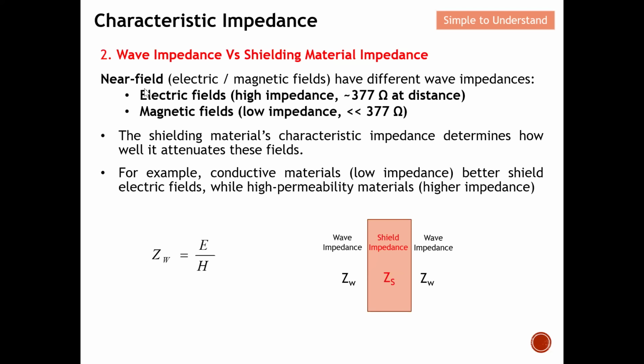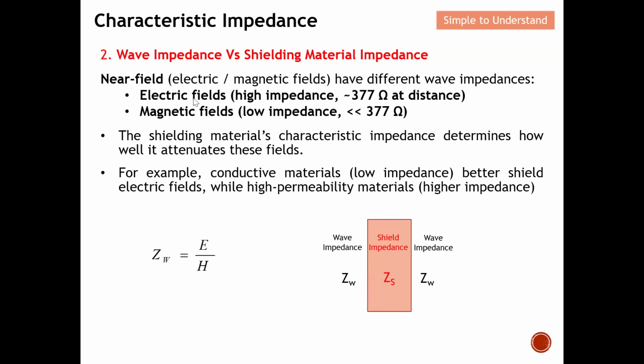For example, under near field, if it's dominated by electric field, what will happen? This electric field will be a very big number, and this H magnetic field will be a very small number. So from here you can see that the wave impedance will be a big number because of the big electric field. Therefore, under near field dominated by electric field, most of the time the wave impedance will be a high impedance. You can say it's typically almost 377 at a certain distance.